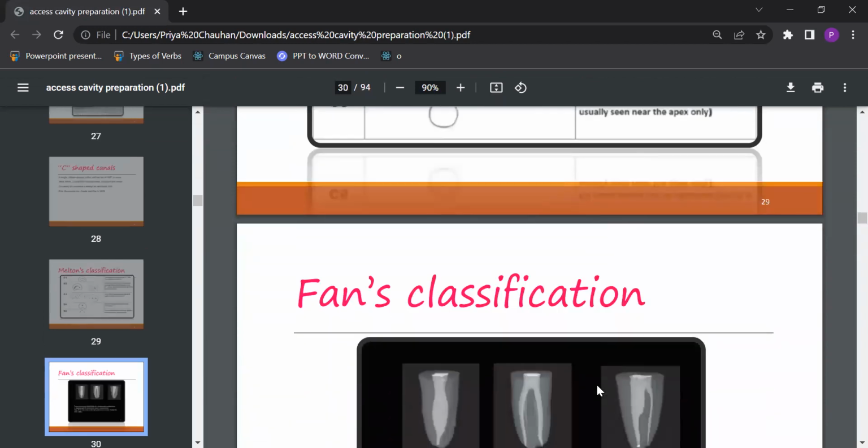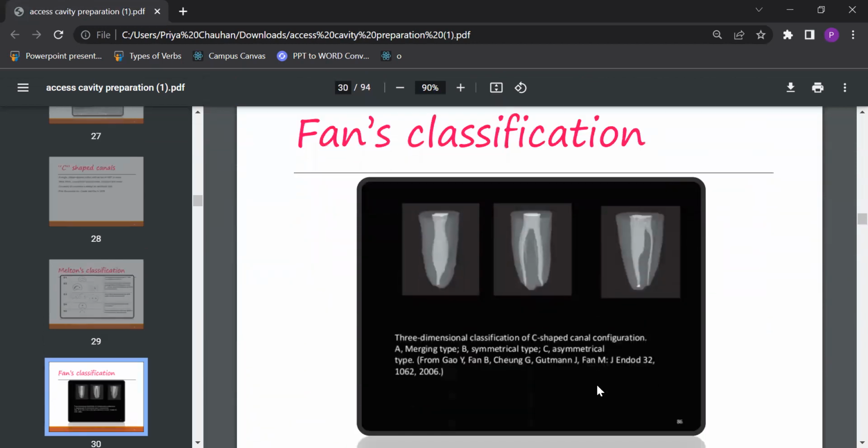Simple. So next class is Fan's classification. See the diagram. The three-dimensional classification of C-shaped canal configuration. A is merging type. ये देखो पूरा merge हो गया है. दिख रहा है? B is symmetrical type. ये देखो. C is asymmetrical. ठीक है?